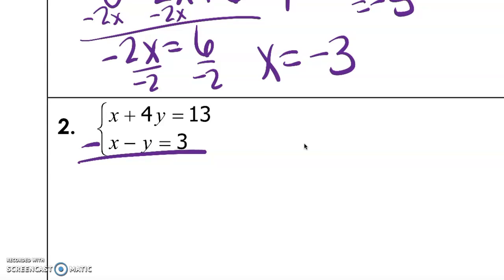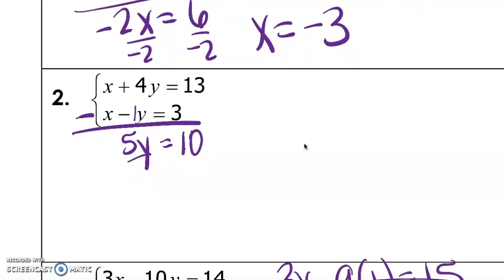Here's where you have to be careful. 4 minus negative 1 really means 4 plus 1, which would give us 5y. 13 minus 3 gives us 10. If you would have accidentally done 4 minus 1 and got 3, you would have ended up with a fraction. Although it is possible to get a fraction, in our notes and assignments, we will get all integers for our x and y values. So divide by 5 and we get y equals 2.